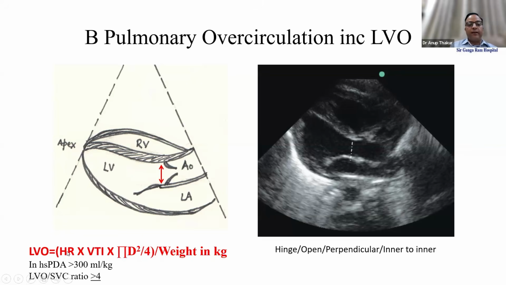And the heart rate you can take from the monitor or you can take from the echo machine. If you put this in the formula and divide it by the weight of the baby, you will get the cardiac output per kg per minute. So that's how we calculate the LVO.